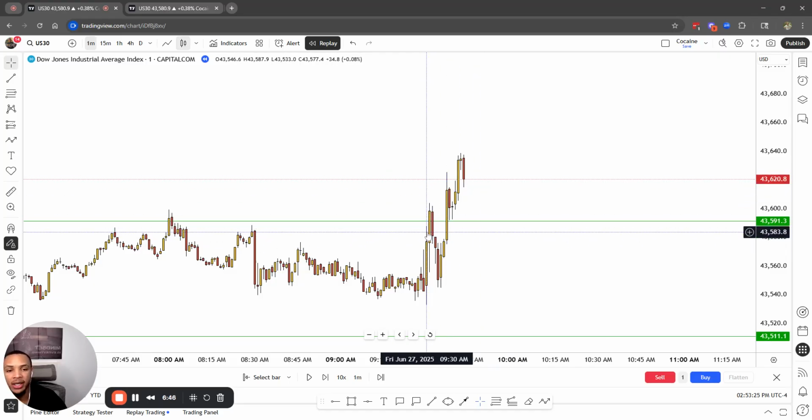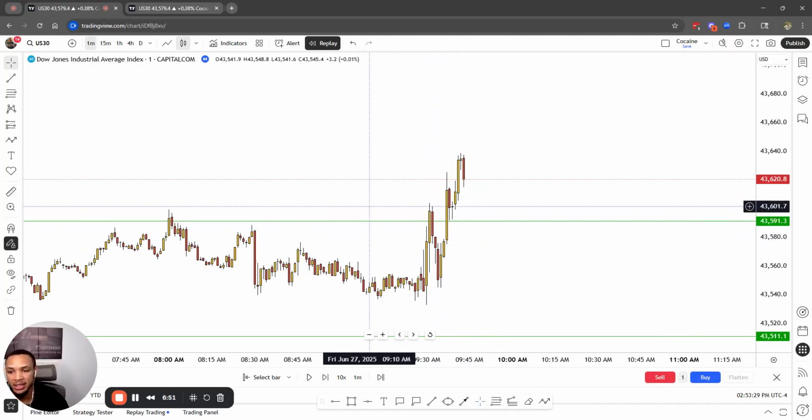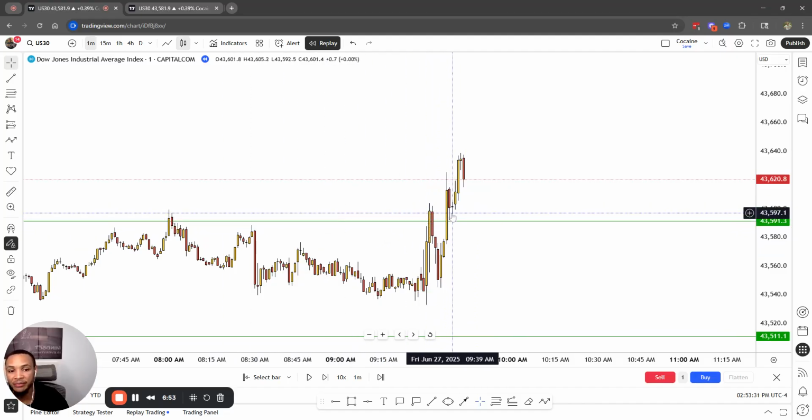So based off this right here, my stop loss now is at break even. Why? Because I clearly see this high was broken, and we also have this retest here.